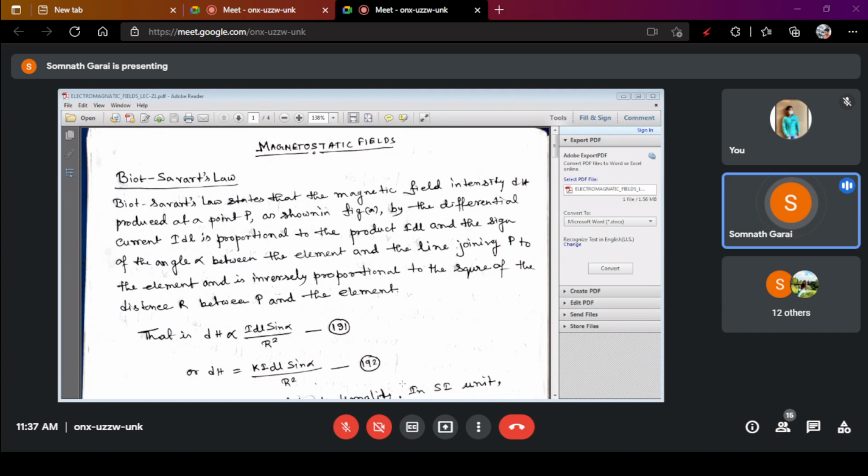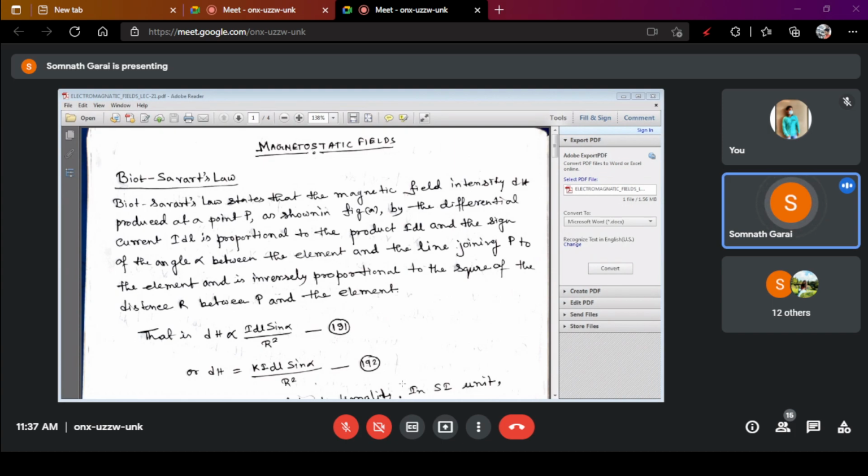When this electromagnet is created, a magnetic field is created in its surroundings. This magnetic field consists of magnetic flux lines which come out from the North Pole and enter into the South Pole, right? So that is the basic concept of the magnetostatic field.